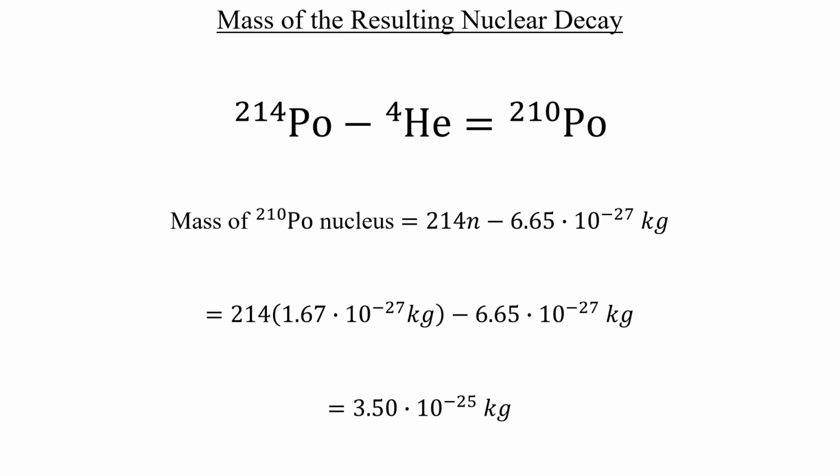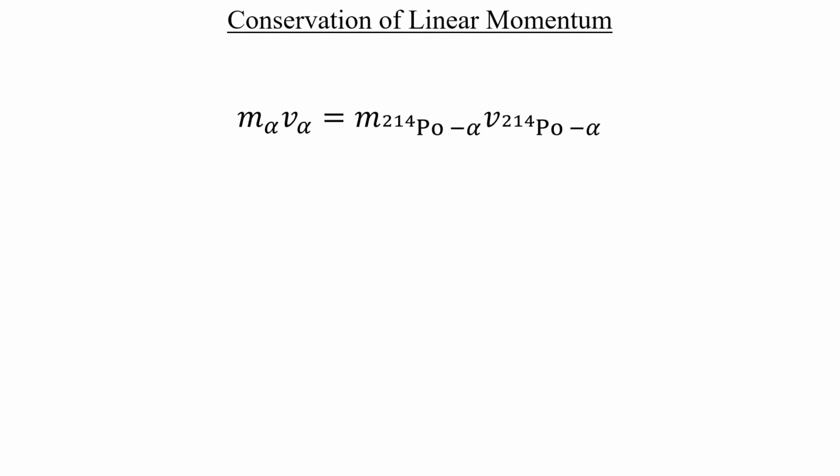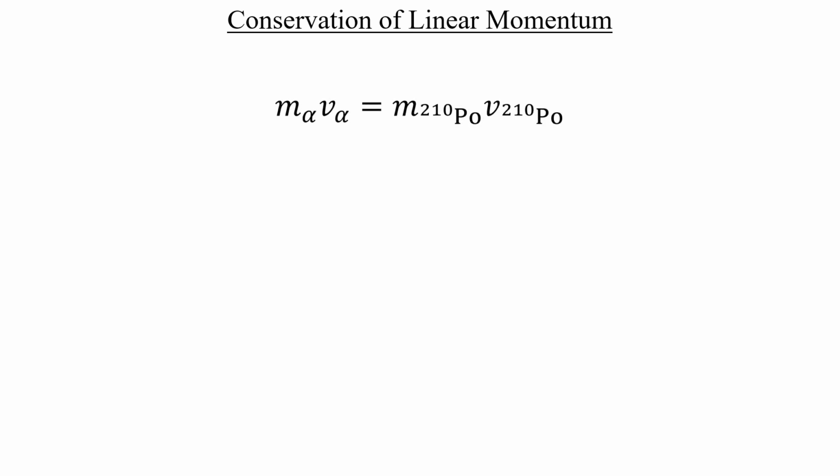With that known, let's go back to that momentum equation we had earlier. We're now aware that polonium-214 minus an alpha particle is polonium-210, so let's update this expression. If we divide both sides by the mass of this isotope, we get the velocity that we wanted, but we're missing the velocity on the left, which belongs to the alpha particle.